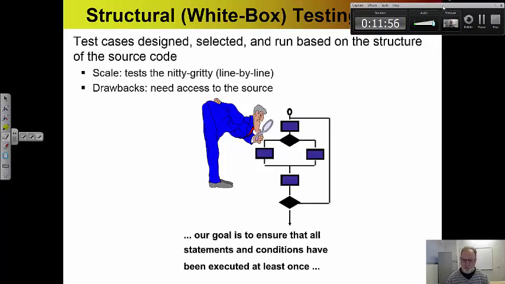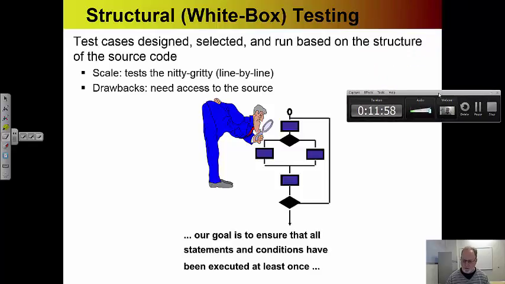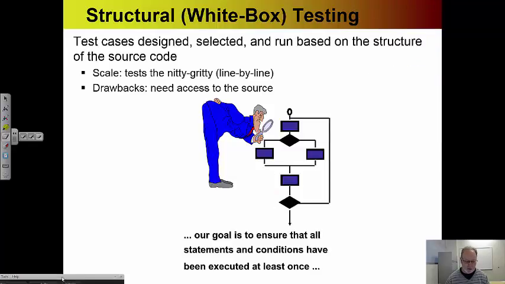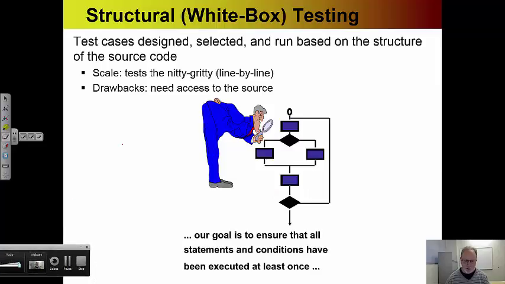Okay, so we talked about black box testing. Let's talk a bit about white box testing. All right. In white box testing, test cases are designed, selected, and run based on the structure of the source code. In other words, this does the nitty gritty. This goes through line by line. All right. So you need access to the source code. This is about the source code instruction by instruction level testing.